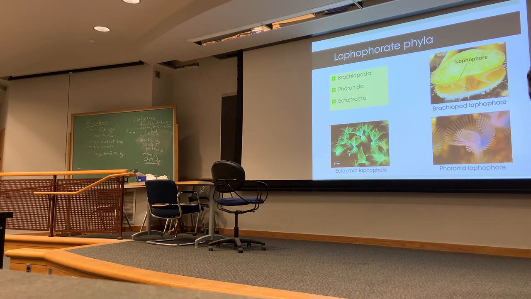Entoprocs, we're assuming that the Lophophore-like feeding structure was independently derived in them, though it is similar in structure to the Lophophore of these other taxa. Ciliated extension of the coelom, but apparently uniquely evolved within the entoprocs.